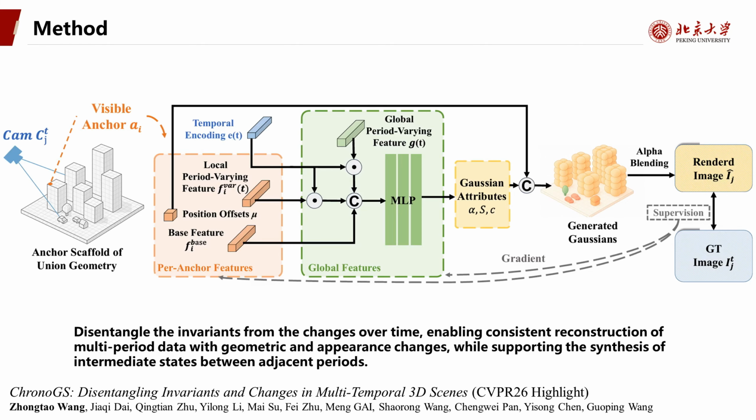Now let's walk through our method. ChronoGS disentangles invariants from changes over time. Concretely, we use a shared anchor-based representation to capture the stable scene structure and condition the anchor features on the target time period to represent period-specific changes. The shared representation lets observations from different periods support each other, while the temporal conditioning allows the decoded Gaussians to adapt their geometry and appearance for each period. This lets us consistently reconstruct multi-period captures even with geometric and appearance changes, and synthesize plausible intermediate states between adjacent periods.